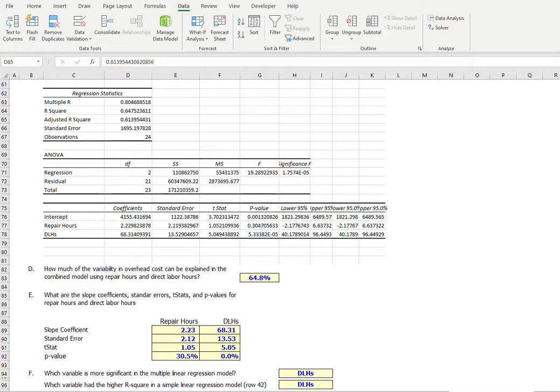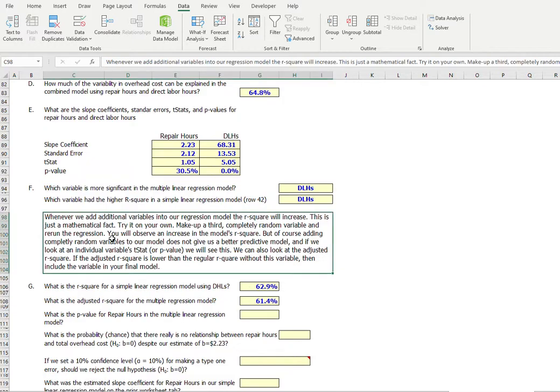And in this case it is 61.4%. What's important to notice is that whenever we add additional variables into our regression model, the R-square will increase. This is just a mathematical fact. I'm going to ask you to try it on your own on the next worksheet tab. Make up a third completely random variable and rerun the regression. You will observe an increase in the model's R-square.